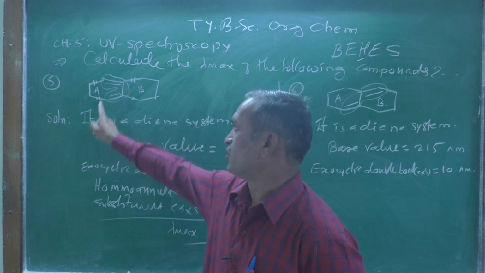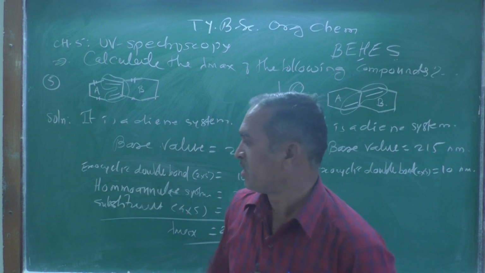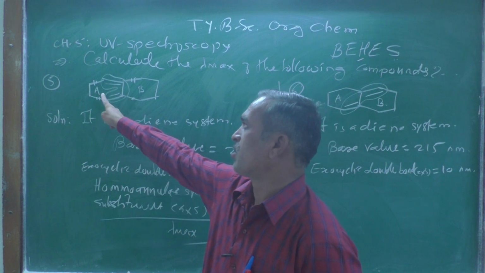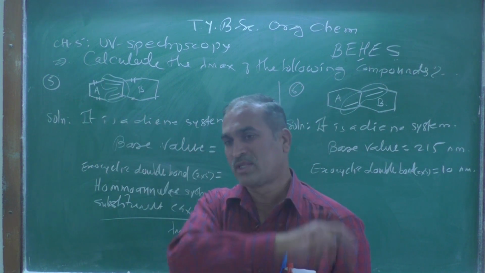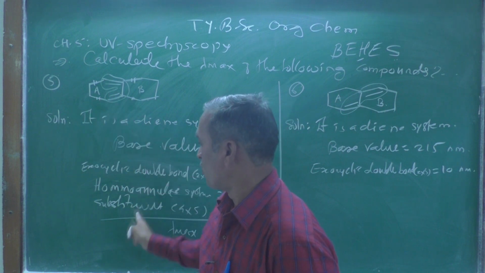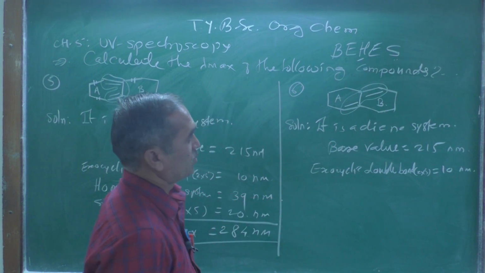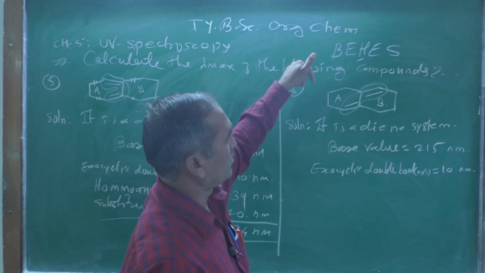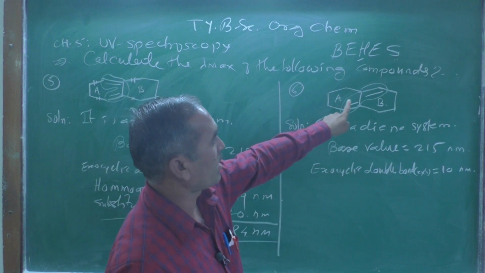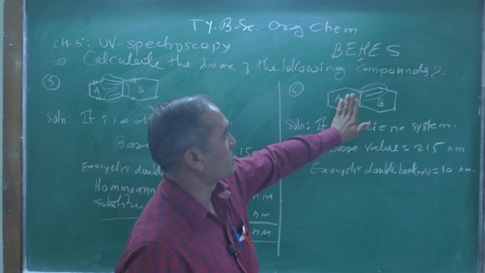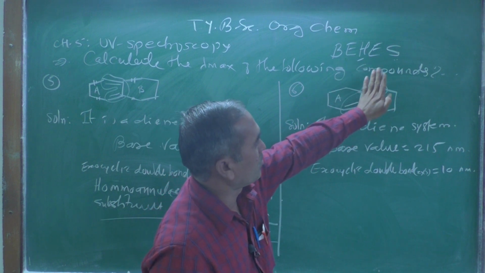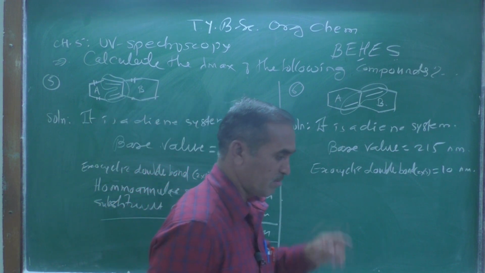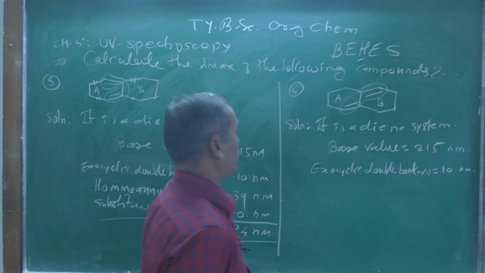Look at here. So here we have considered a homoannular system, because the A ring contains both the double bonds, and therefore it is a homoannular system. What the student should be aware of is this: look at here, one double bond is present in the A ring and another double bond is present in the B ring, and therefore there is no homoannular system. So there is no need to write that homoannular system.